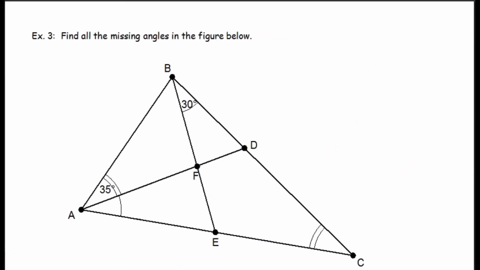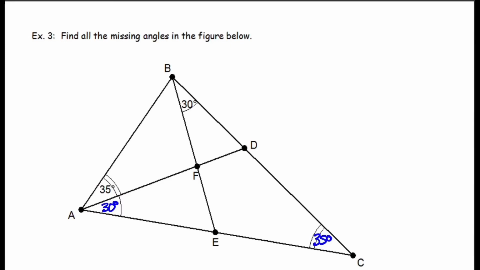Find all the missing angles in this figure. So let's pay attention to our arc marks. I've got a double arc mark here and a double arc mark there. So that means everything that's marked with two arcs is going to be equal. This angle over here then is 35 degrees. I've got a single arc mark here and a single arc mark here. So those two angles need to be equal. That makes this one 30.